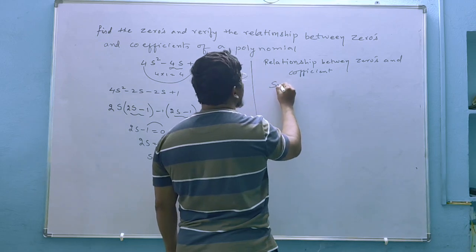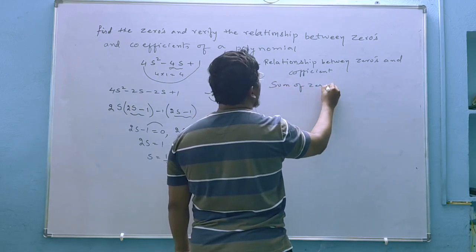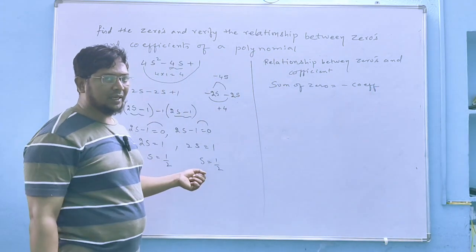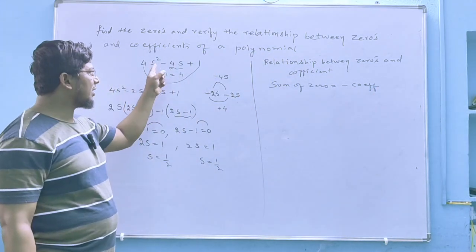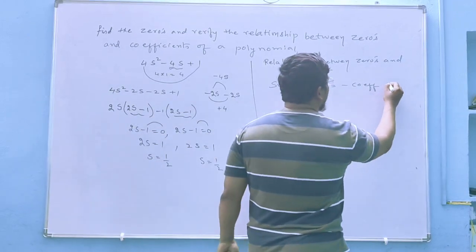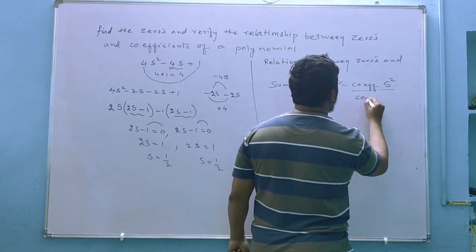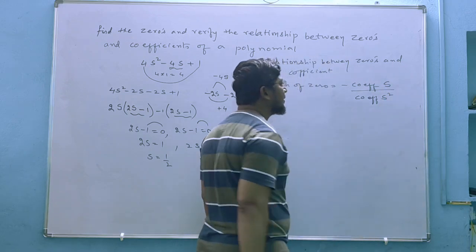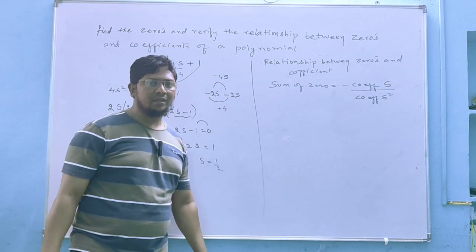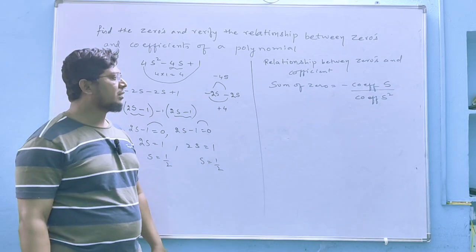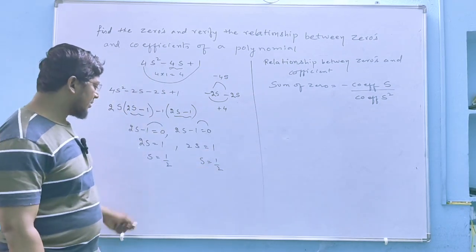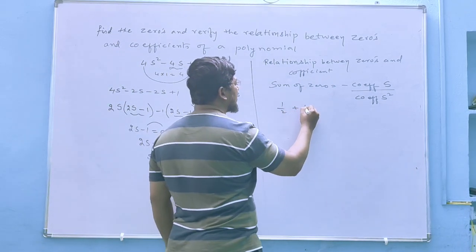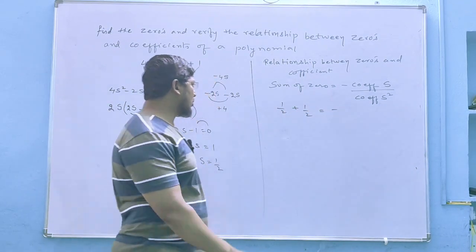What is the formula? Sum of zeros is equal to minus coefficient of, in the previous case we had learned x square, but here in this expression the variable is s. So we should write minus coefficient of s by coefficient of s square. So for the sum of zeros we have to add 1 by 2 plus 1 by 2, which is equal to minus coefficient of s.